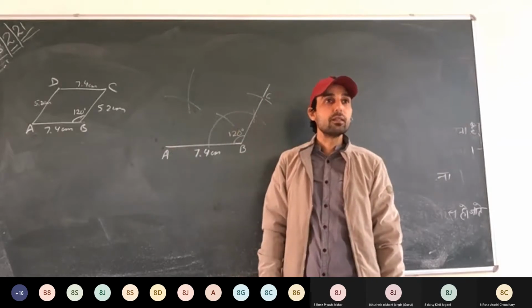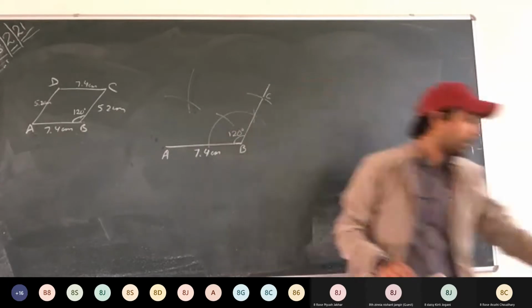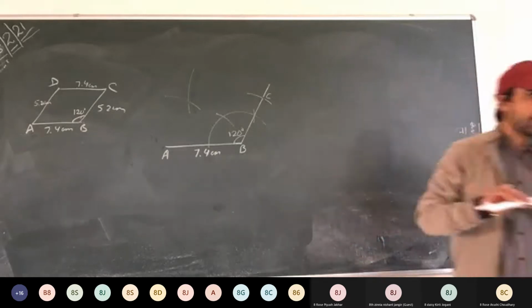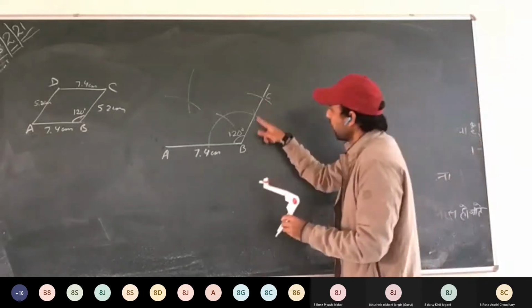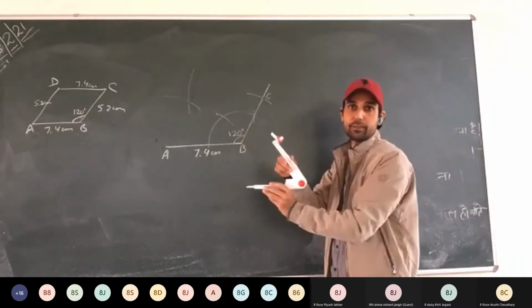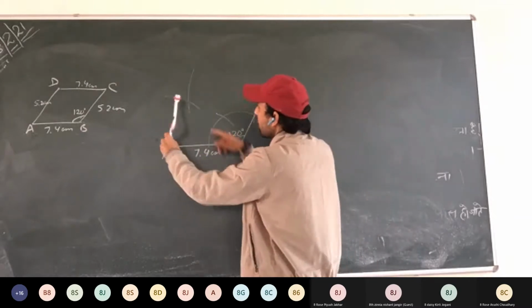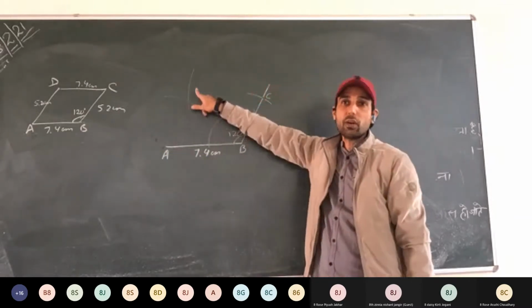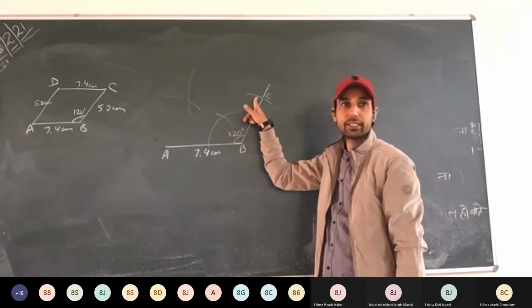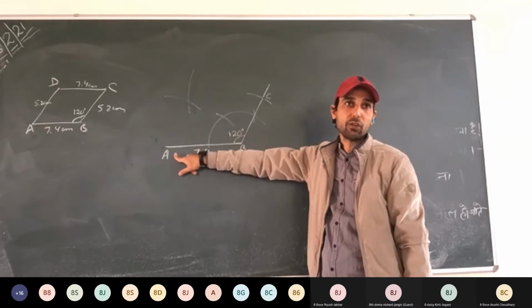Yes, any doubt here? Someone asked how to draw 5.2. Take the scale, 5.2 centimeters. Or we have already drawn 5.2 centimeters here, from there as well we can take and cut an arc. So this meeting point of these two arcs is 7.4 centimeters away from C and 5.2 centimeters away from A.